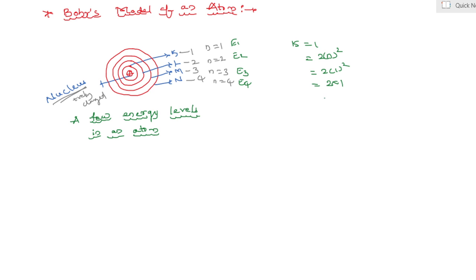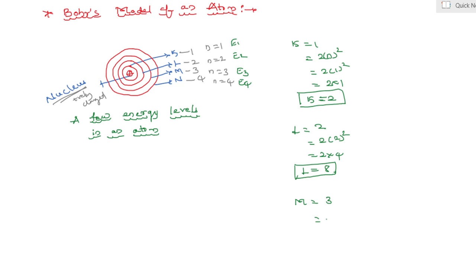2 into (1) square, it is equal to 2. It means the maximum number of electrons present in the K shell is 2. Second one is L, n equal to 2, 2 into (2) square, it means 2 into 4, it is equal to 8. It means the maximum number of electrons in the L shell is 8 electrons.